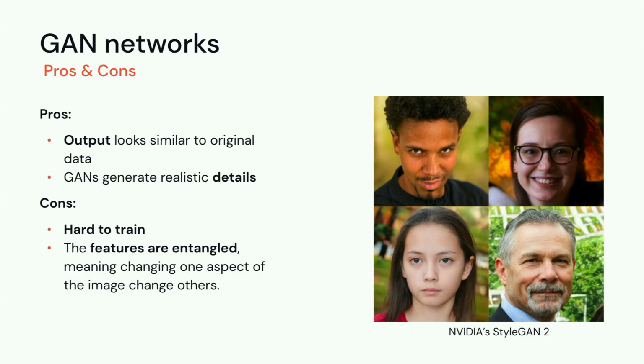So to sum up a little bit about GAN networks, this is a very cool architecture. We can produce very realistic, high quality images, with a lot of detail, that really look similar to the training dataset. As cons, as I was saying, the training is hard and complex, and the features are also somewhat entangled, but there have been some efforts towards reducing that.